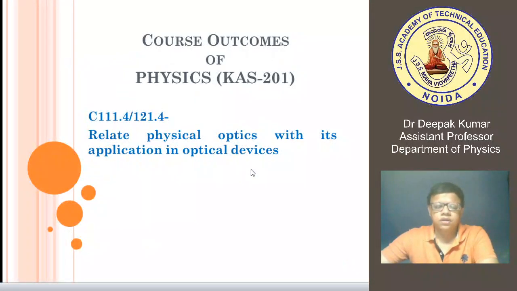Now this particular physics course is basically covering course outcome number 1 to 1.4, which is to relate physical optics with its application in optical devices.